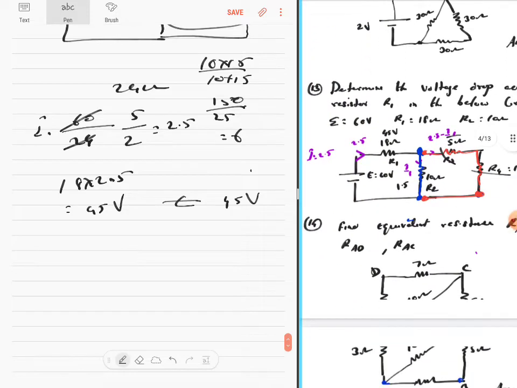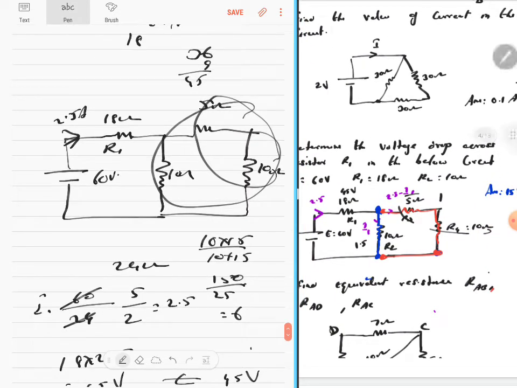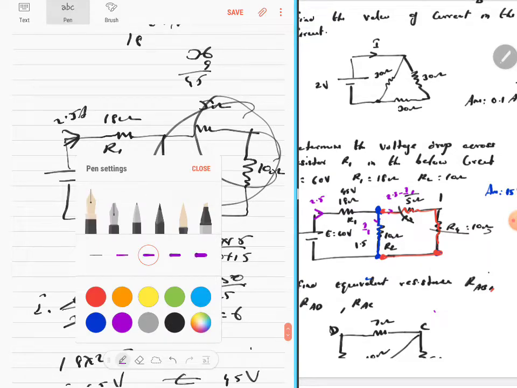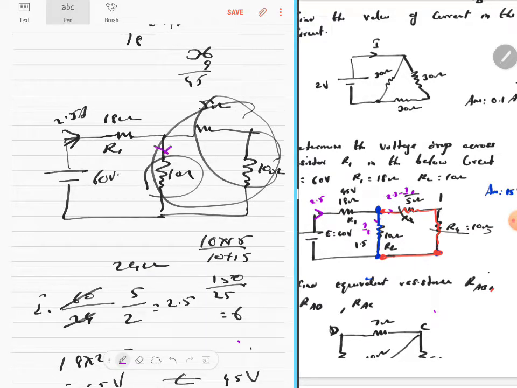See, if they ask you what is the current through this 10 ohms, what will you do? The current that's coming here will go like this and go like this. The current is 2.5. You know this is 10 and this is 15. If the resistance is in the ratio 10 is to 15, the current will be in the ratio 15 is to 10. Do you understand what I am saying? Those are the very, very basic things I will teach you.